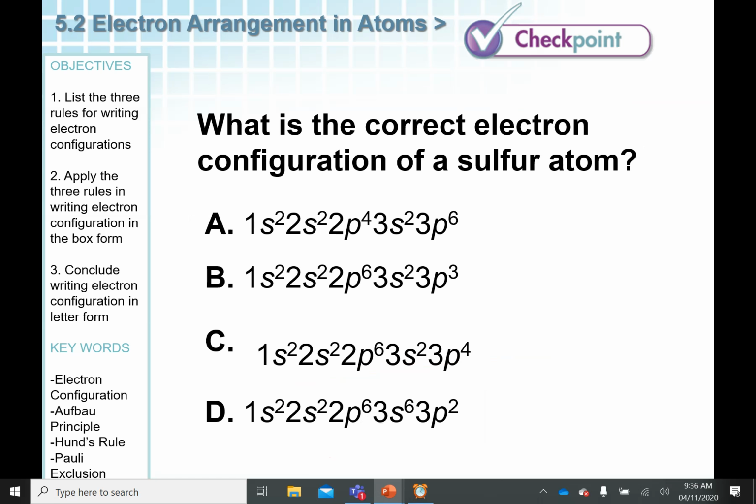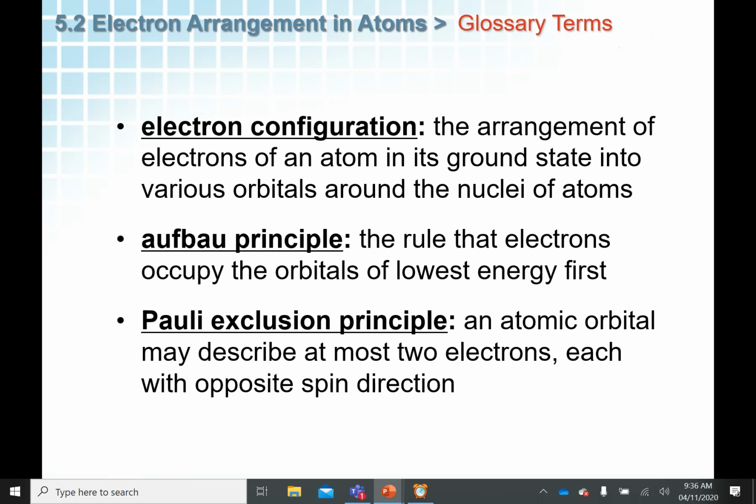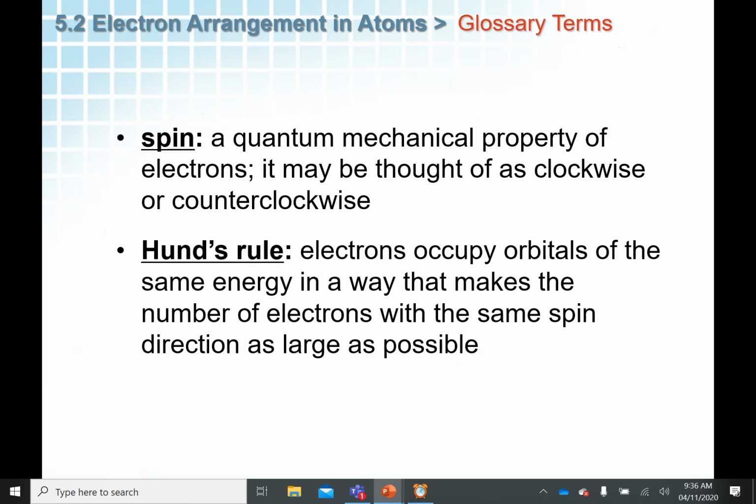And now this is our last question. What is the correct electron configuration of a sulfur atom? I'm going to keep it open for you. As soon as you are done watching the video, this is the first thing I'm going to ask for in our next live session. And please pay attention to these definitions as they are extremely important. I hope everything is clear.